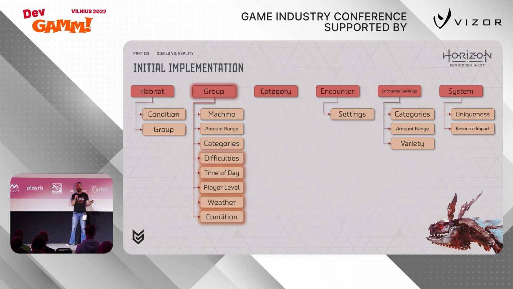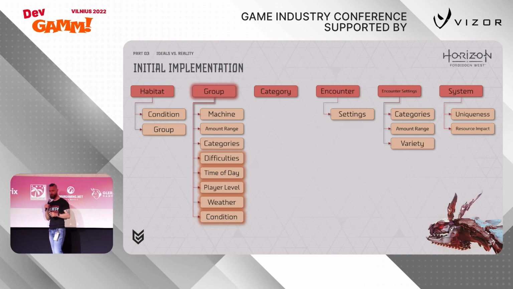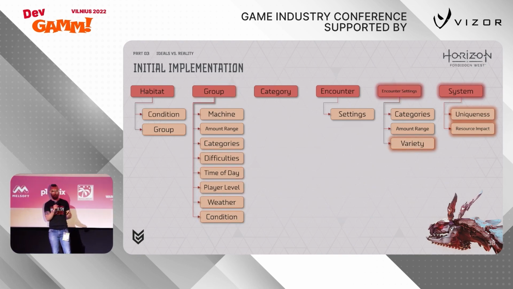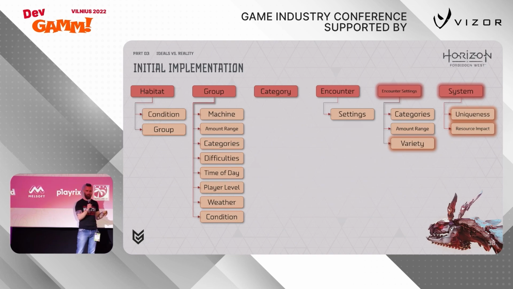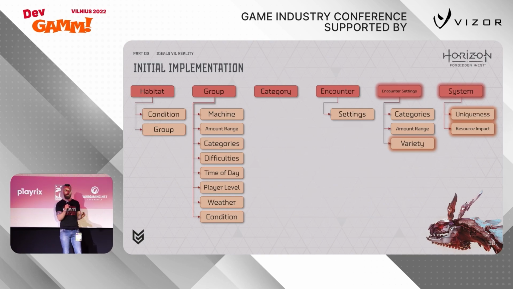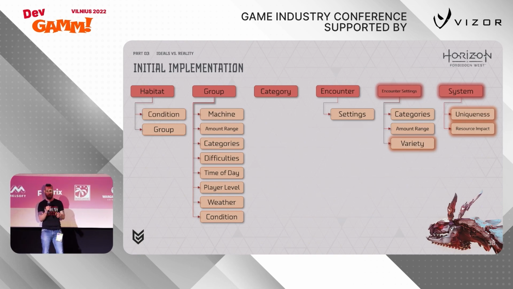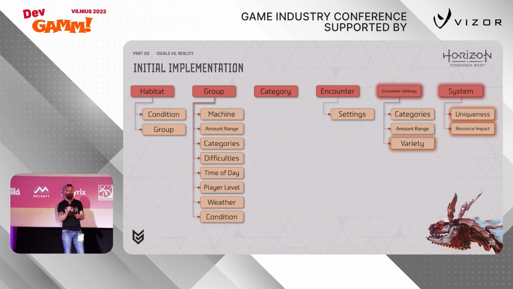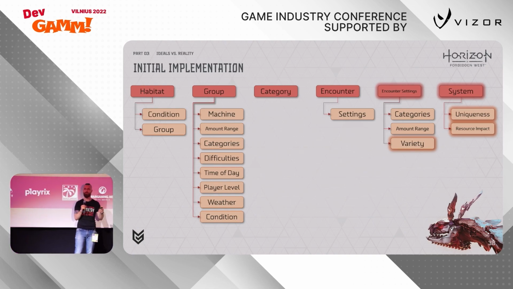Then that list is filtered by all conditions attached to the groups. That filtered list is assigned weights based on the variety parameter of a given encounter, the uniqueness parameter of a system, and what resources the player needs that the machines might provide. The variety parameter of the encounter determines how the likelihood of a given group being chosen decreases with every time it already has been chosen. And that works specifically for a single encounter. The uniqueness parameter in the system works in the same way, but it's a global parameter which works for the whole game.